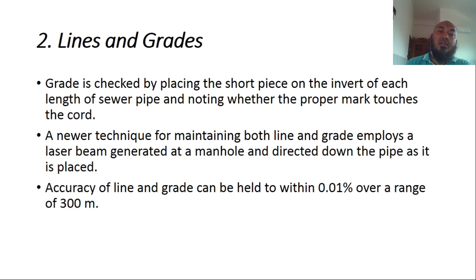The sewer technique maintains both line and grade. Employ a laser beam generated at a manhole and directed down the pipe as it is placed. So accuracy of line and grade can be had to within 0.01% over a range of 300 meters.